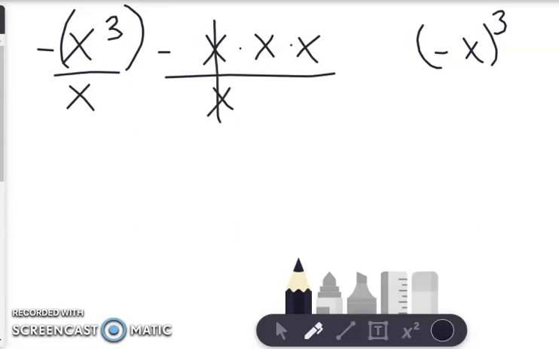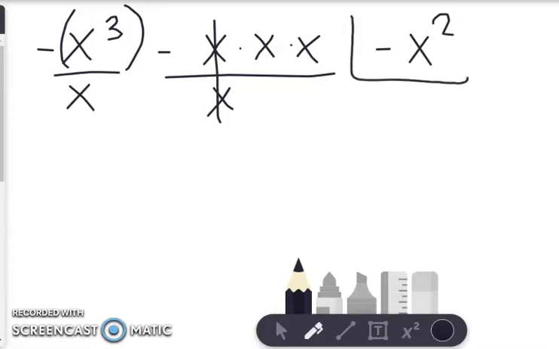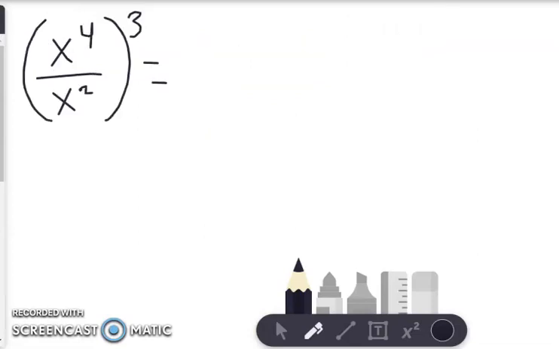So x divided by x is 1. So on the top, we have negative 1 x to the power of 2. Let me quickly get rid of that a second. So we have negative x to the power of 2 on top. And on the bottom, we have 1, and anything divided by 1 is itself. So this would be the final answer.